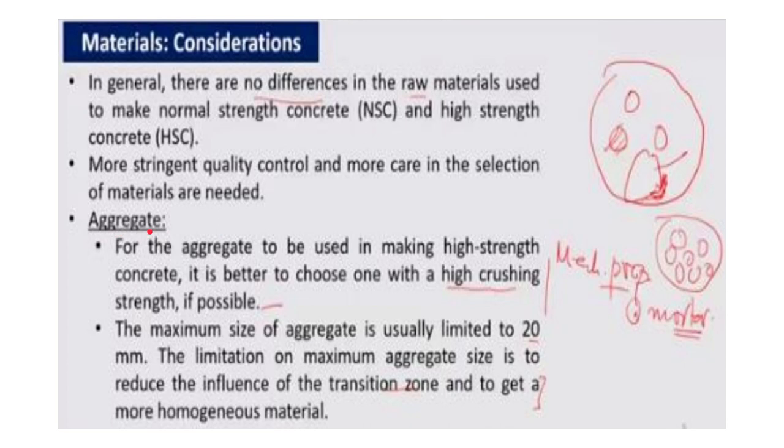For the aggregate to be used in making high strength concrete, it is better to choose one with a high crushing strength if possible. So high crushing strength aggregate is of much importance in case of high strength concrete. The maximum size of aggregate is usually limited to 20 millimeter. The limitation on maximum aggregate size is to reduce the influence of the transition zone and to get a more homogeneous material. As I told you in the last slide, the maximum aggregate size is related to the transition zone. The greater the aggregate size, the greater the transition zone, which is the weakest point of the concrete, and the weaker the strength will be. Therefore, to limit the transition zone, the aggregate size is also limited, and that will also allow for a more homogeneous material, and the more the homogeneity, the better the even strength.